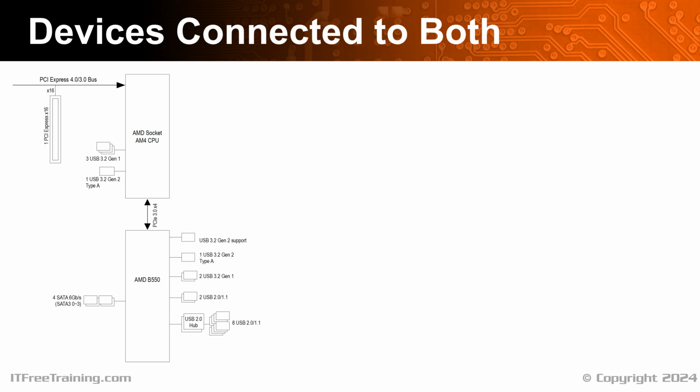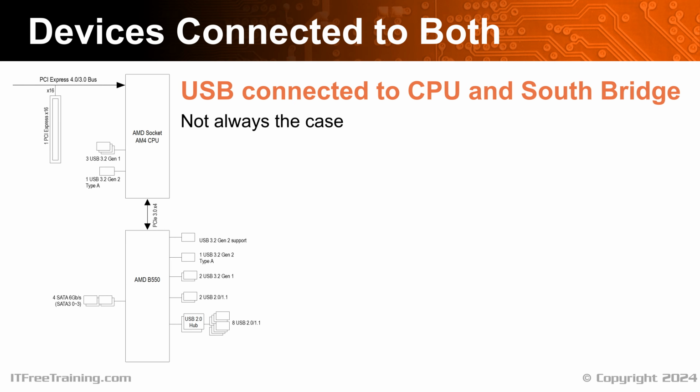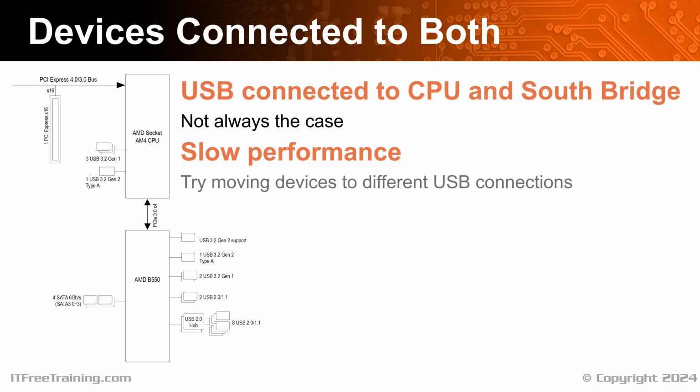Although in this example high-speed USB is connected to both the CPU and the south bridge, this is not always the case. This is more the exception rather than the rule. If you are finding that you are having slow performance, try moving the devices to different USB connections. In this example, moving a device performing slowly from a USB connection from the south bridge to a direct connection to the CPU is likely to make your device perform faster.